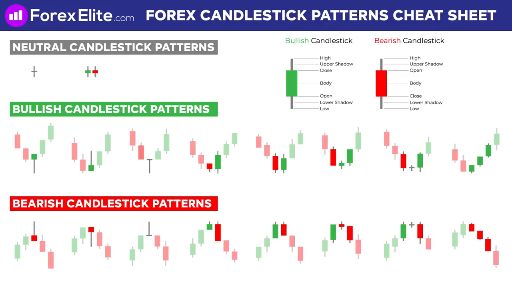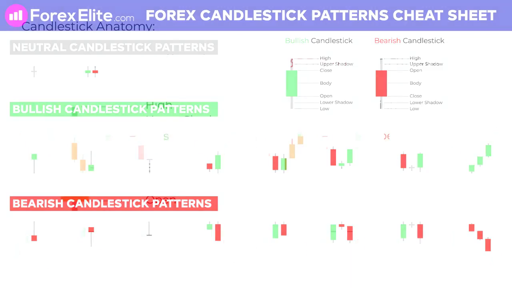What you see on the screen right now is a preview of our Forex Candlestick Patterns cheat sheet. What's missing are the labels to all of these patterns, and that's exactly what we're going to cover in this course. We'll go through each one of these patterns one by one, we'll label them, and we'll explain them in more detail. And by the end of the course, you'll have a complete version and understanding of Forex Candlestick Patterns. So with that being said, let's get started.